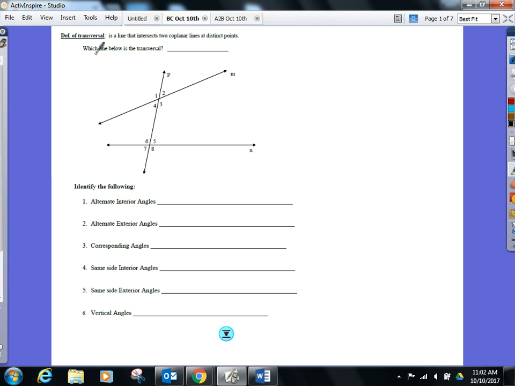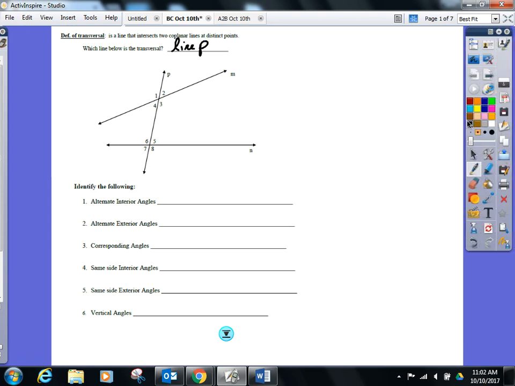There are three lines up here. The one that is referred to as the transversal is the one that's making all 8 of these angles, which would be line P. Line P is what I'm referring to as my transversal. That's what makes all 8 angles up there. Those 8 angles, if I pair them together, have a special name or names.